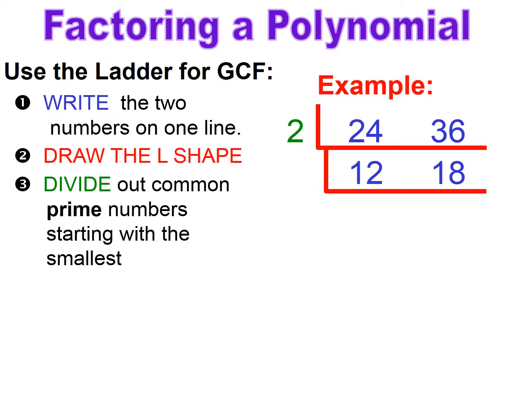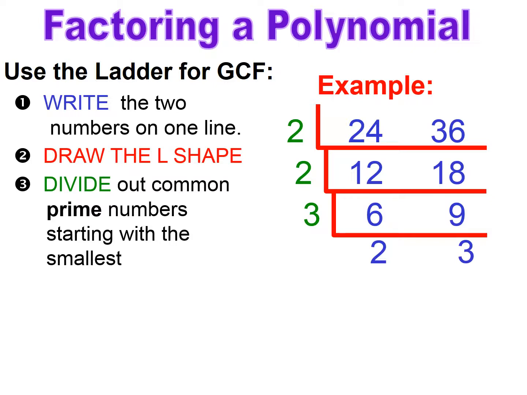And because they're even, I'm going to do 2 again, and I'm going to divide it into 12 and 18, and then I get 6 and 9. The 6 and 9 have a common factor of 3, so I'm going to divide 3 into both 6 and 9, and I get 2 and 3, and 2 and 3 no longer have common factors.